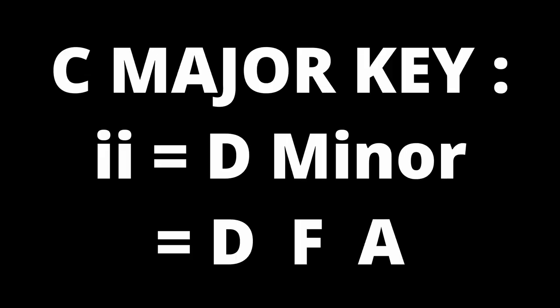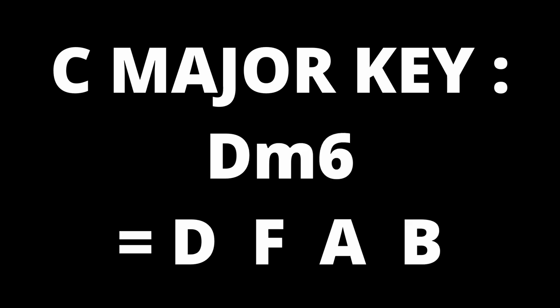The 2 chord is D minor. D minor has the notes D, F, and A. D minor sixth has the notes D, F, A, and B. These notes are all in the C major scale, so this chord is perfectly in key.